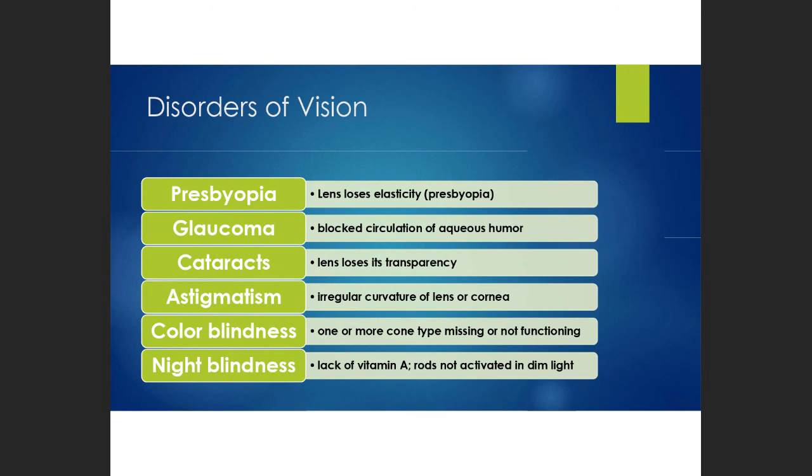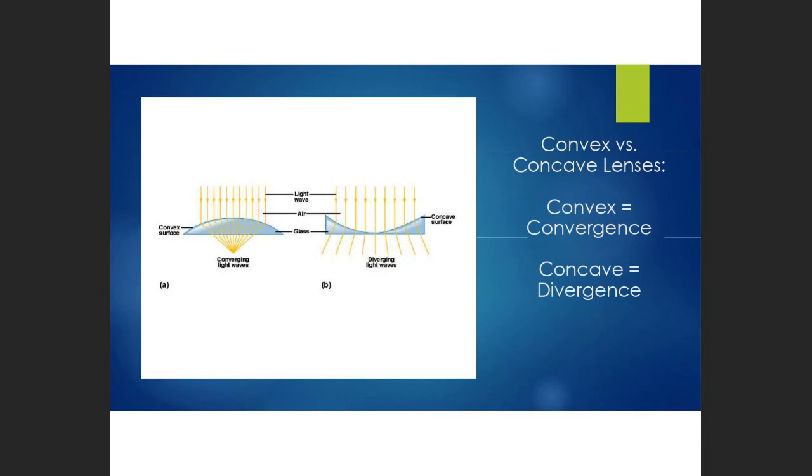Astigmatism is an irregular curvature of the lens or cornea, and color blindness is when one or more cone types can be missing or malfunctioning. Night blindness can be due to a lack of vitamin A, or where rods are not activated in dim light.